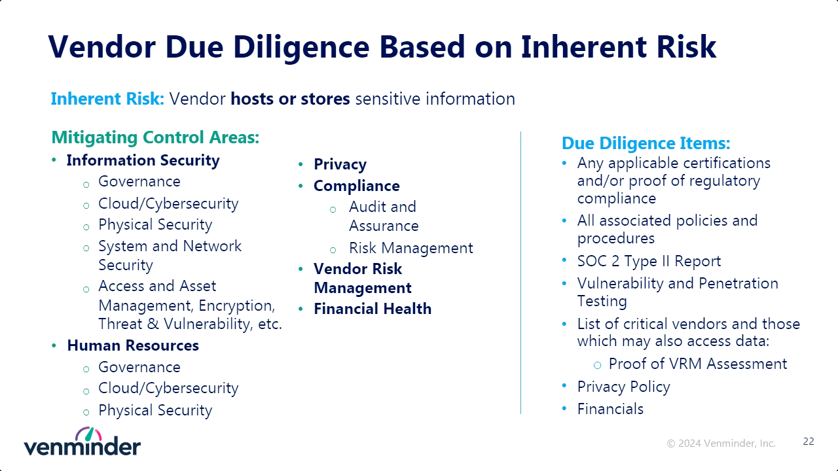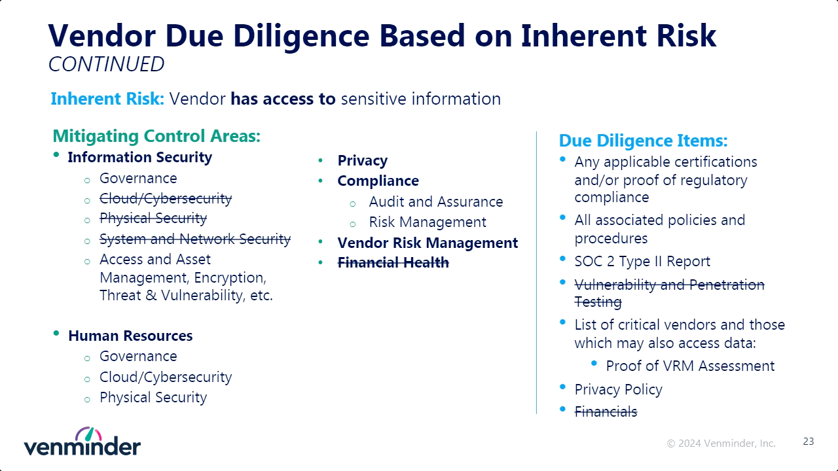The first inherent risk is a vendor that hosts or stores sensitive information. When you think about this type of vendor, your first thought is probably cybersecurity control. And yes, that's definitely an important control area, but you should also be evaluating other areas like the vendor's human resources, privacy, compliance, and even their vendor risk management practices. If this vendor is storing your sensitive information, it's important to verify certain practices, like making sure they have proof of regulatory compliance. You would also need to make sure that you have a list of any of their third parties who may have access to your data and confirm that your vendor is managing that risk properly.